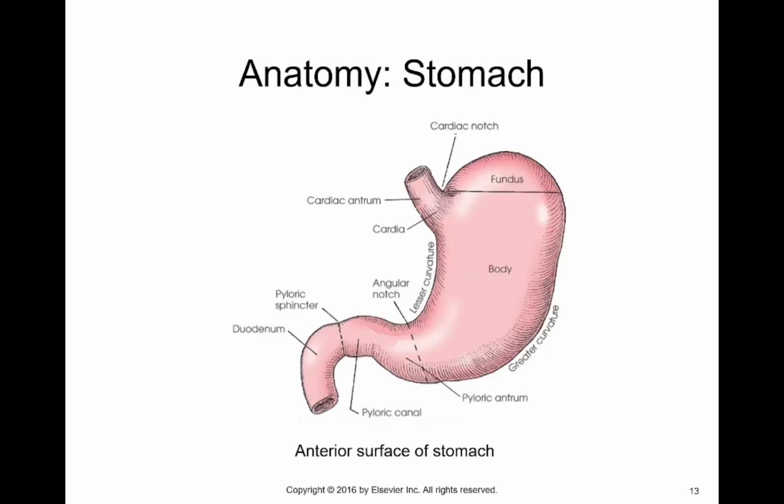So it looks like this. So what we have up here is the fundus. Cardiac notch is where the stomach comes down, and then we've got the fundus that extends up beyond that. Cardiac antrum again is the distal portion of the esophagus. Cardia. We've got two curvatures.